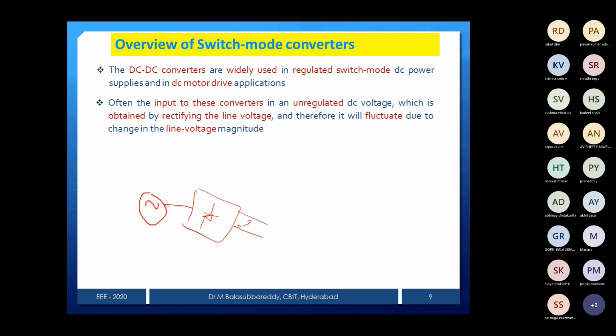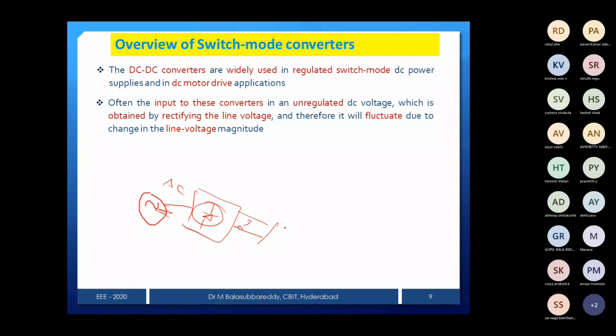So instead of directly using a battery source, if it is available, you can use it. But in most cases, the input is an AC supply. That's why we have to use a diode rectifier. By rectifying the line voltages, we are getting DC.